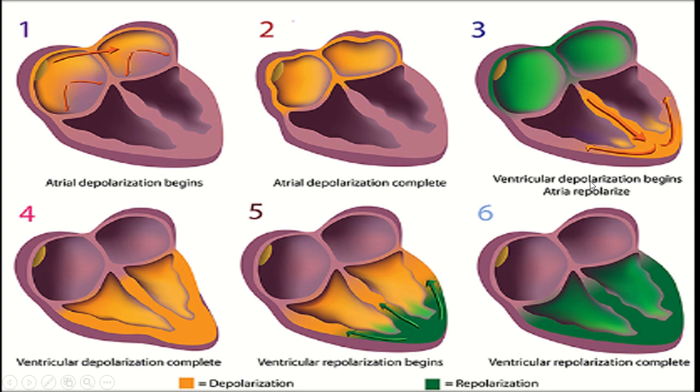The third step is the ventricular depolarization beginning. When this contraction begins, the atria start to repolarize, meaning returning back to their normal state. Then ventricular depolarization is complete across the whole area. Next the ventricular repolarization begins, and after this full repolarization occurs, the ventricular repolarization is complete.